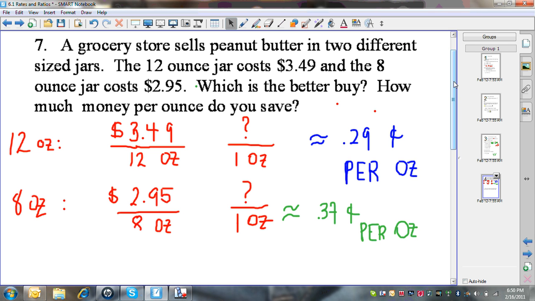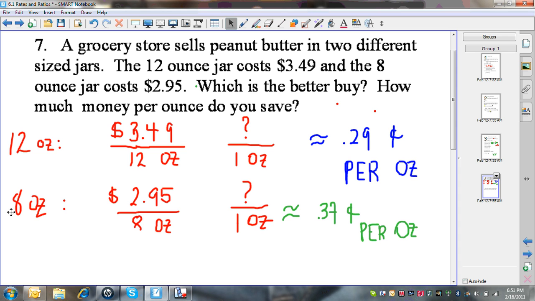So here's your choices: a 12-ounce jar of peanut butter for $3.49 or an 8-ounce jar for $2.95. To know which one is the better buy per ounce, you need to find the unit rates. So the question is, $3.49 for 12 ounces, how much for 1 ounce? You take your calculator, you divide $3.49 by 12, and you get approximately, that's what our little squiggly means, approximately 29 cents per 1 ounce.